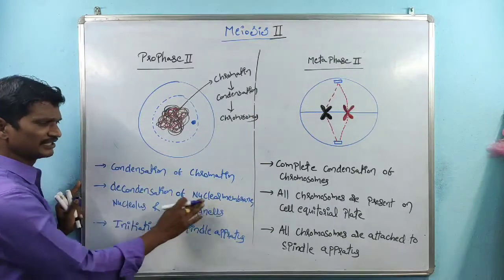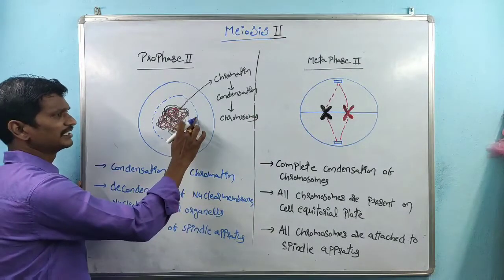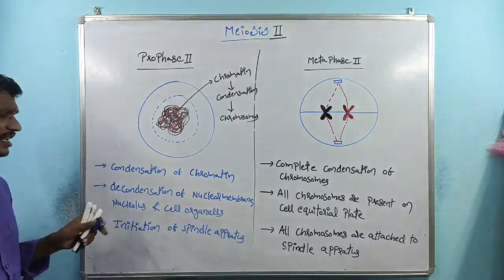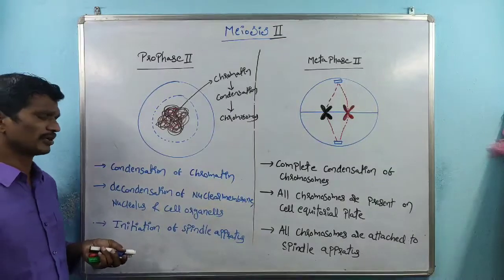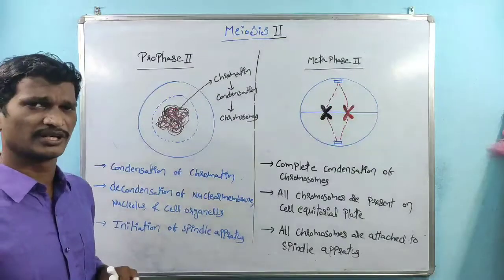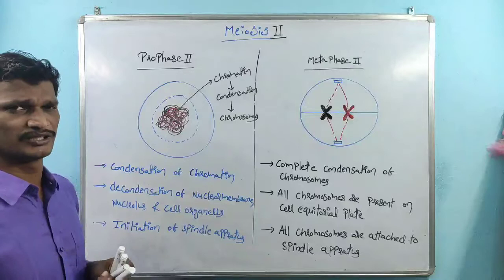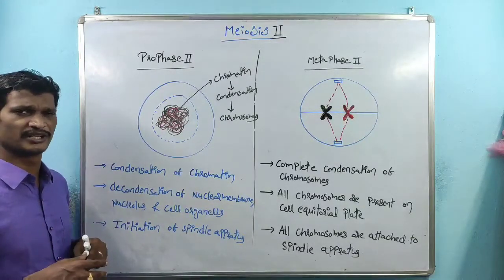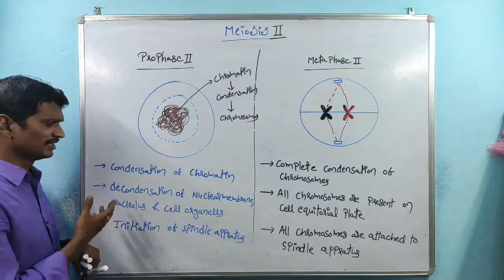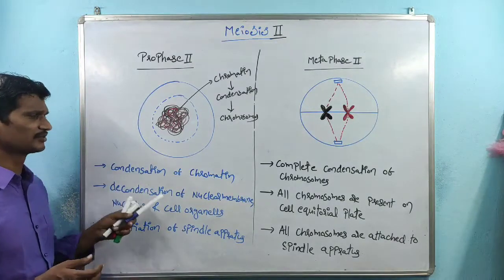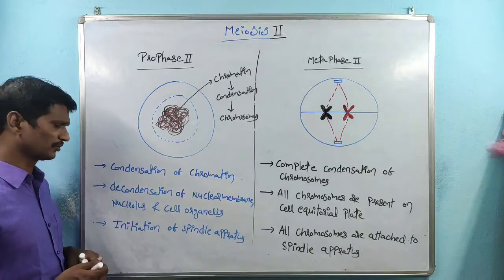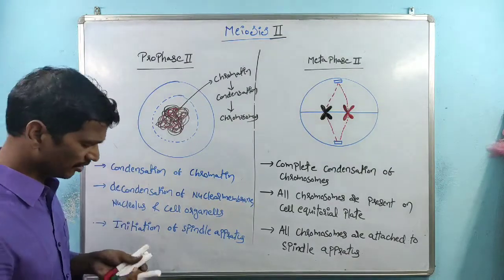So here, decondensation of nuclear membrane, decondensation of nucleolus, and cell organelles also decondensed. Whatever that chloroplast, in case of plant cell chloroplast is there, right? Here mitochondria, endoplasmic reticulum, all cell organelles are decondensed. Decondensation of cell organelles, nuclear membrane, nucleolus, and initiation of spindle apparatus.